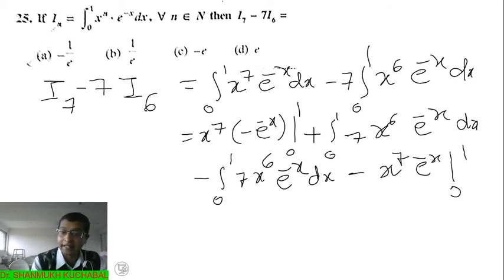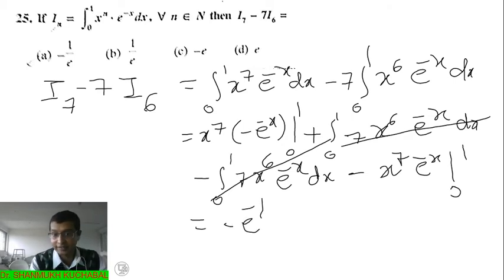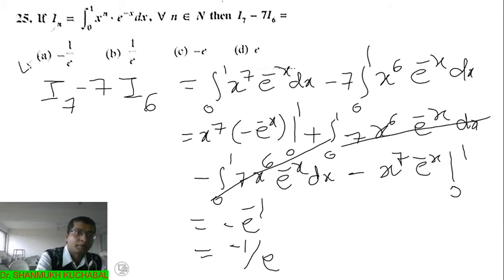We can see clearly that this is associated with a plus sign and a minus sign, so both will cancel. Now take the value of x equal to the upper limit, that is we get minus e raised to minus 1, lower limit as 0. Here also upper limit minus lower limit, we get e raised to minus 1. So further this can be written as minus e raised to minus 1, which in the denominator is minus 1 by e. Therefore option A is the right answer.